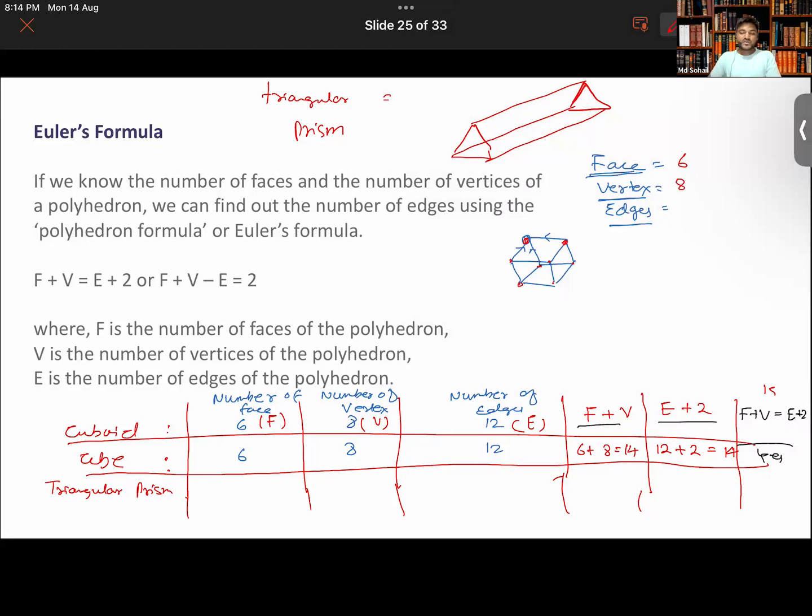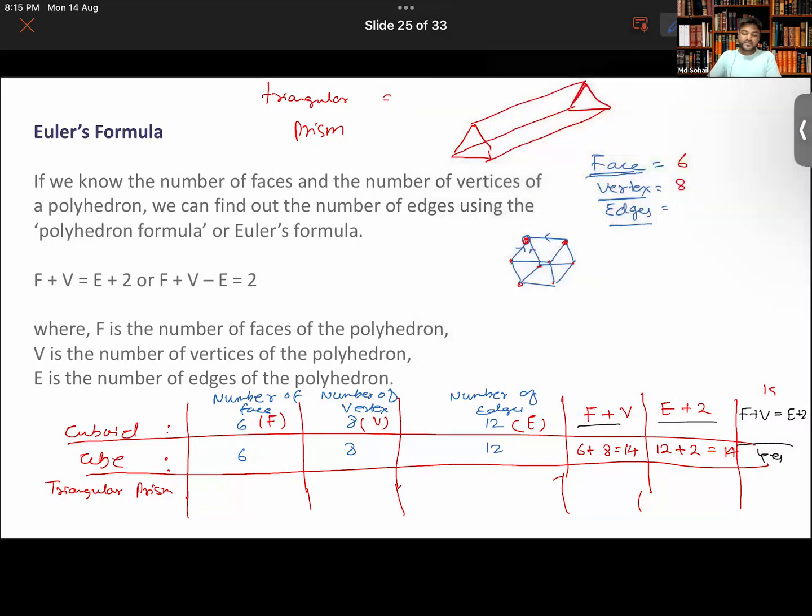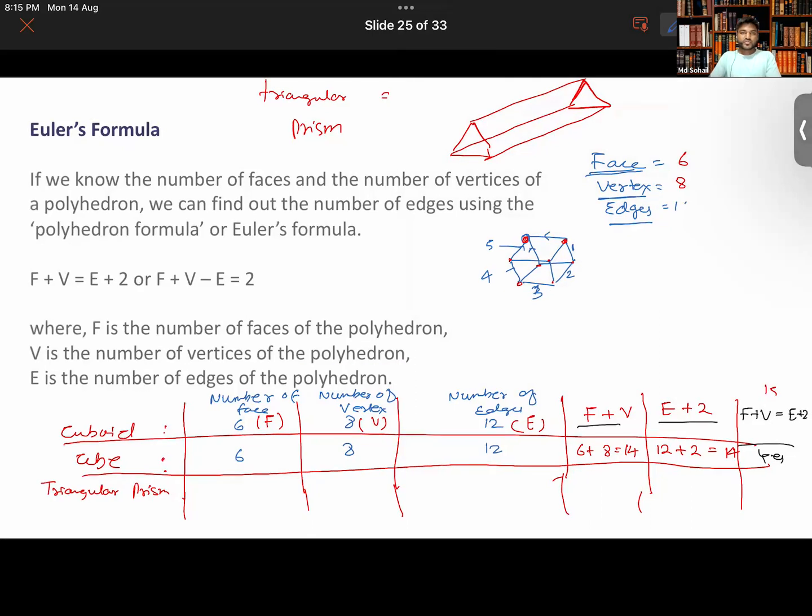Now edges, what are they? Yeah, Arhan, that is correct. Good. So edges, what are they? Edges are basically the sides. This one side, these two sides, this one side. These are basically the edges. So if you were to count them, how many are there? You will see there are 12 edges in this, right?